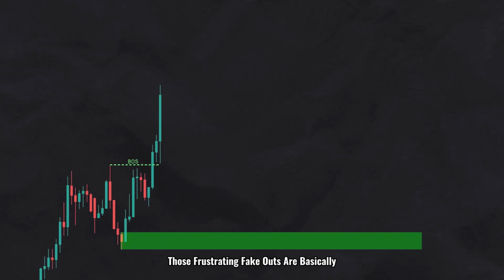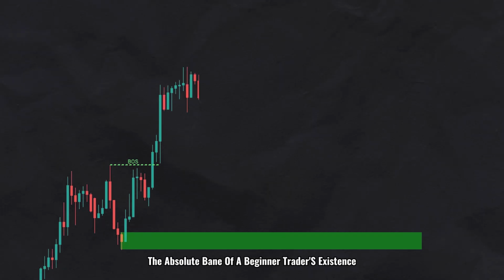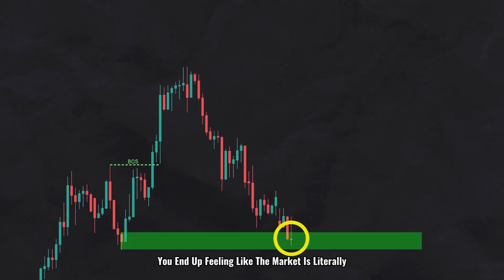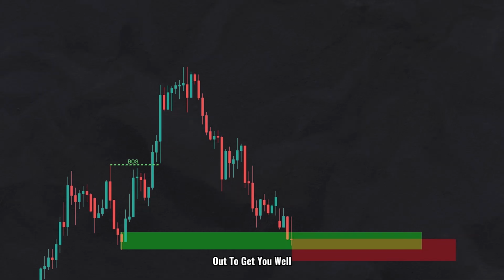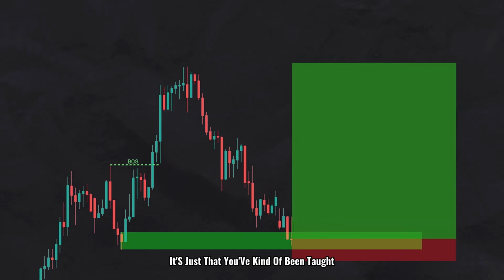Those frustrating fakeouts are basically the absolute bane of a beginner trader's existence. You end up feeling like the market is literally out to get you. Well, spoiler alert, it's not. It's just that you've kind of been taught the wrong way to look at these critical boundaries.